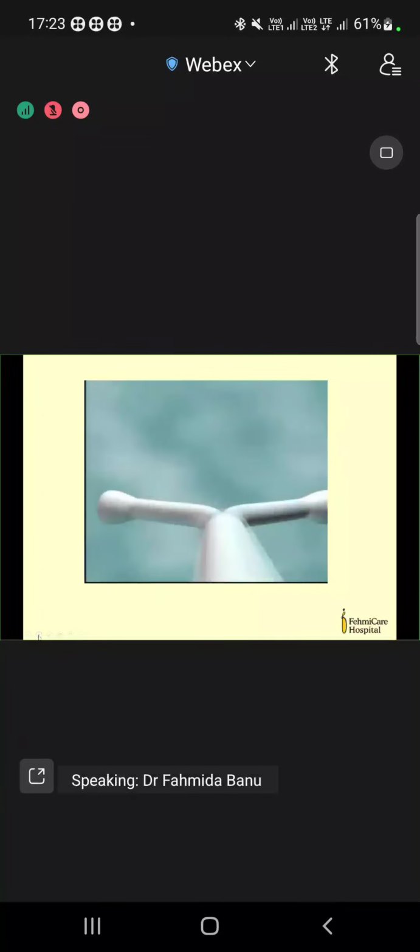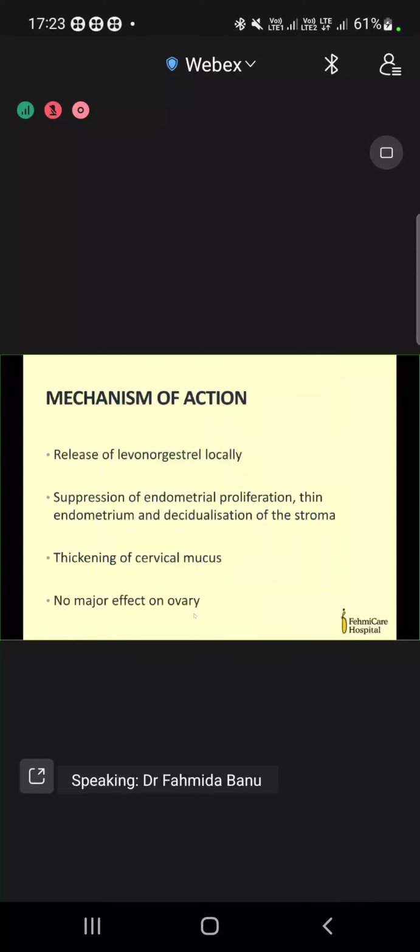The mechanism of action is, it is locally releasing levonorgestrel, which suppresses the endometrial proliferation. The endometrium becomes thin and decidualization of the stroma occurs. It also causes thickening of the cervical mucus, though there are no hormonal effects or no effect on the ovary.